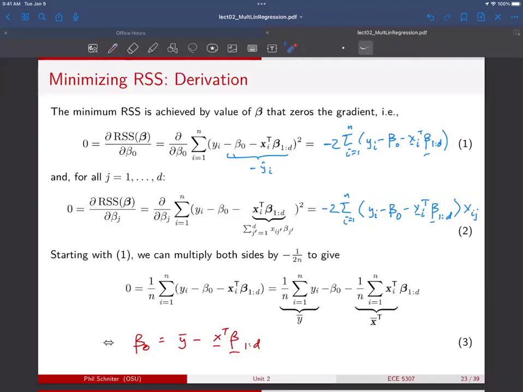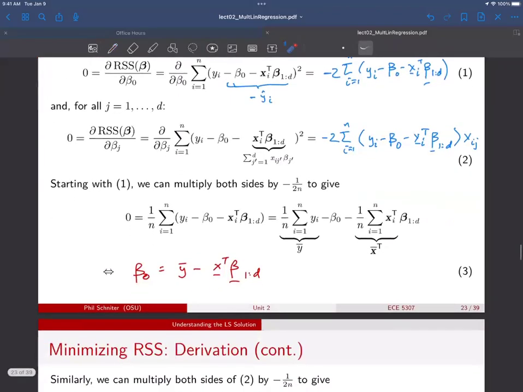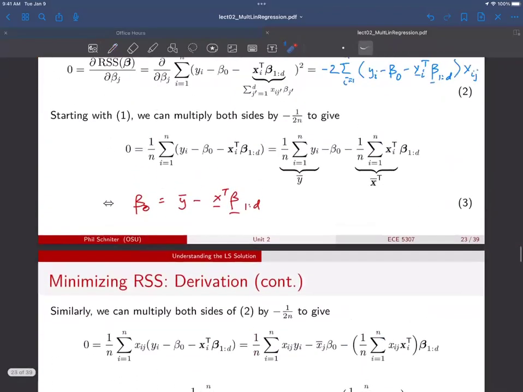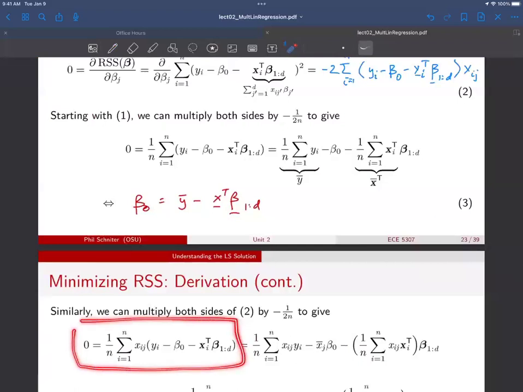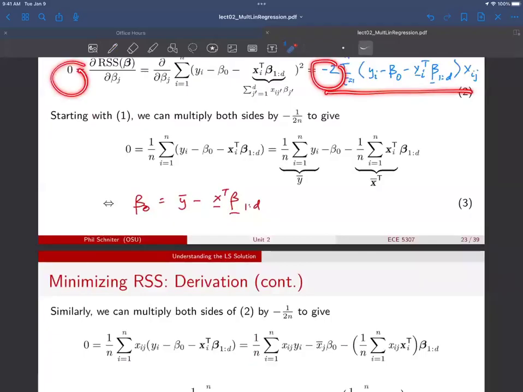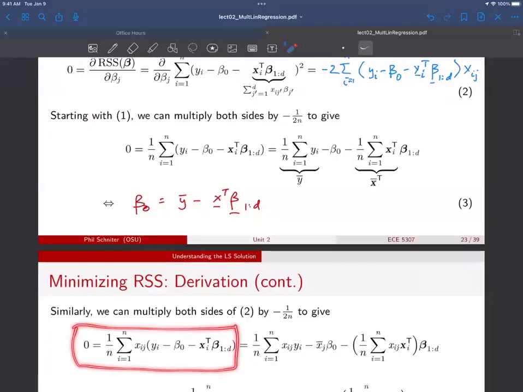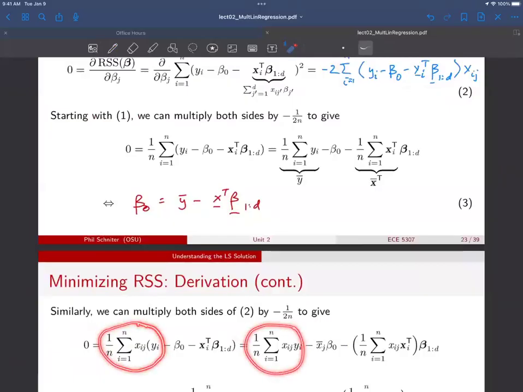All right, so let's move on to minimizing RSS. This is the other expression that we derived over here after we multiply both sides of this by, again, 1 over minus 2n. We get this expression here. And now we similarly expand this out. So we get the average there. We get the average of xij times beta zero, which is x bar j beta zero. And then we get the average of this vector inner product, which gives us this.